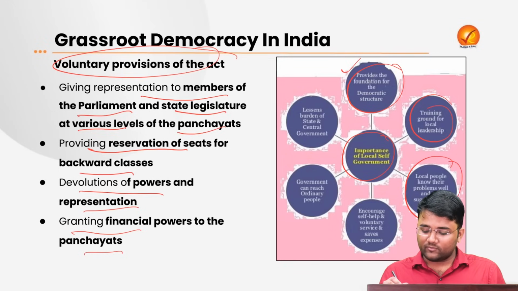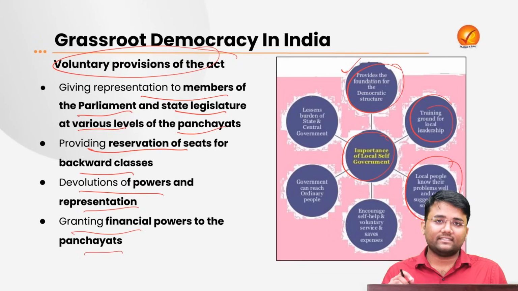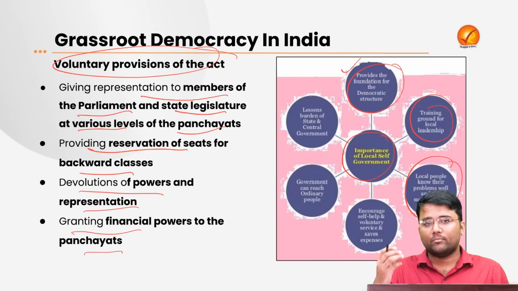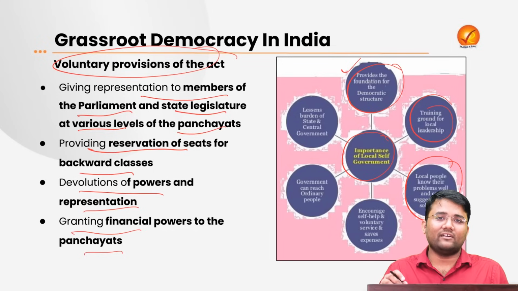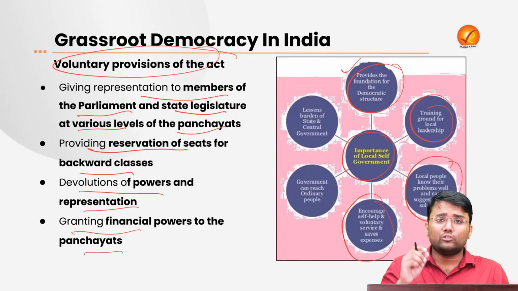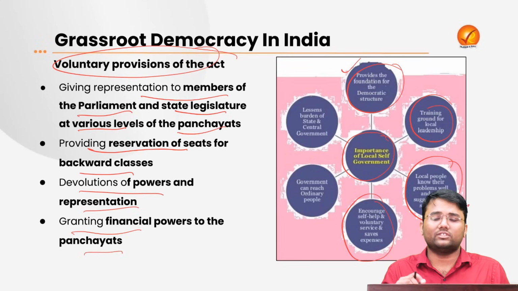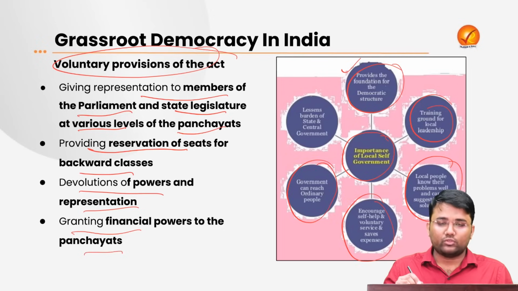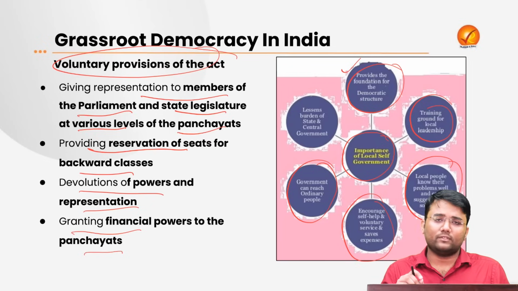Local people know their problems well and can suggest better solutions, and this is what participatory governance or citizen-centric governance is all about, where the actual needs of the citizens are properly addressed. In this way, grassroots democracy or local-level governance can play a huge role in providing citizen-centric governance. It can also help in encouraging self-help and voluntary services and save expenses. This can also help in rationalizing the financial resources properly. Government can reach the ordinary people, and their needs and problems can be properly addressed.